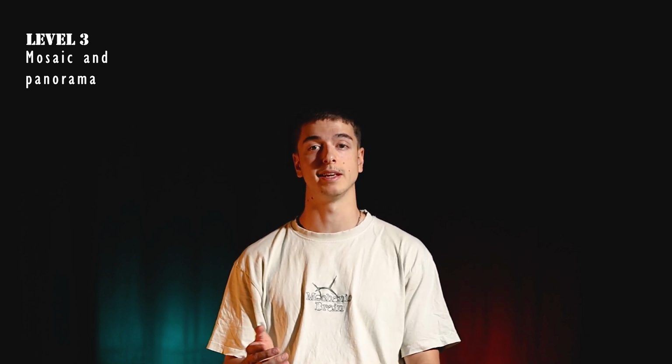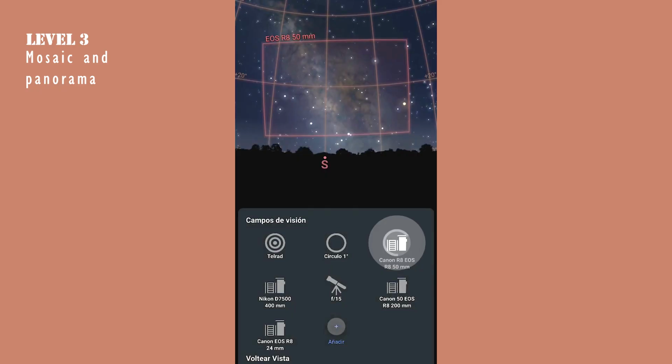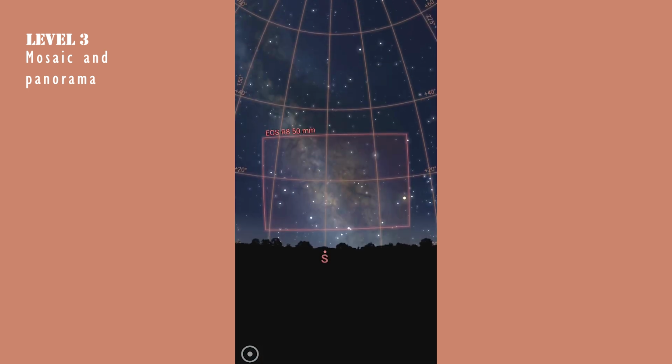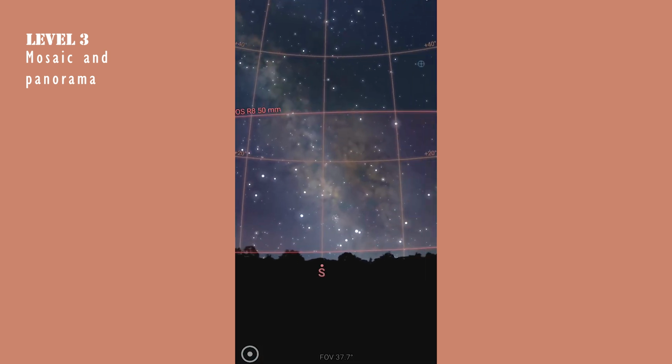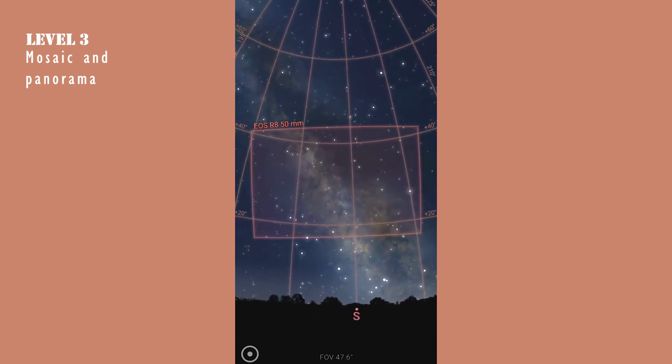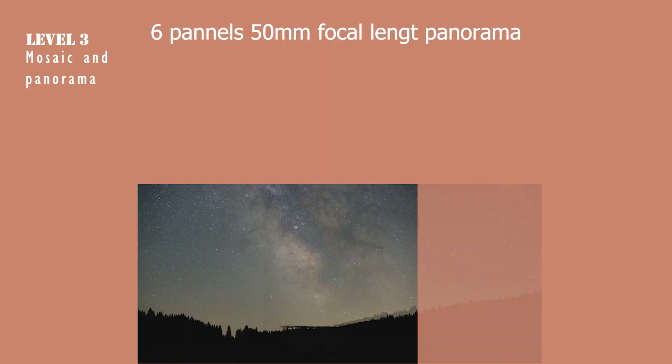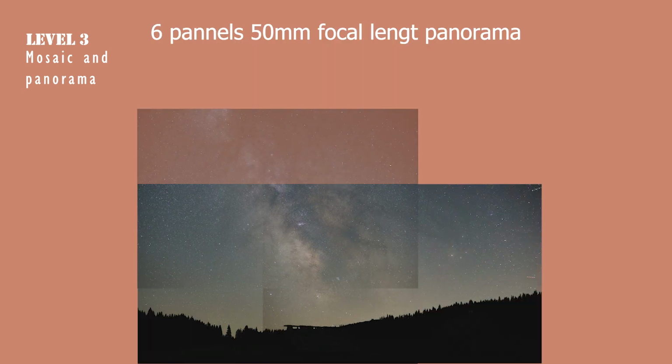A mosaic is made by taking overlapping pictures of adjacent parts of the region of the sky. Later, you will stitch them together to form a large resolution panorama of the night sky. First, plan your panels using tools like Stellarium. Always shoot with overlap. Around 50% overlap between frames will work when stitching. Use the stars to overlap.